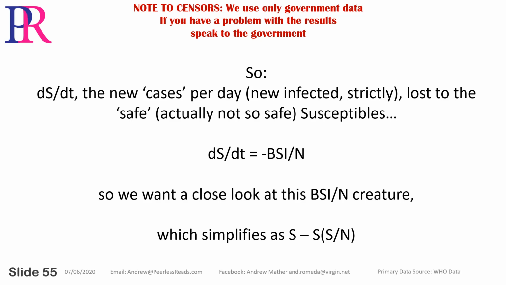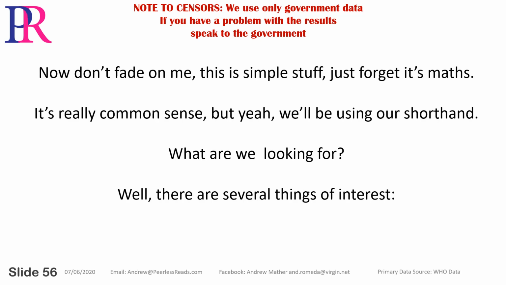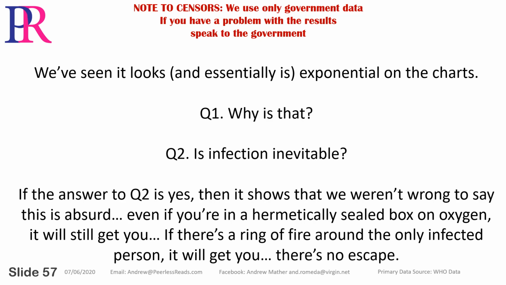So, dS/dt, the new cases per day, new infected strictly, lost to the safe, actually not so safe, susceptibles. dS/dt equals minus bSI over N, so we want a close look at this bSI over N creature, which simplifies as S minus S times S over N. Now don't fade on me, this is simple stuff, just forget it's maths. It's really common sense, but yeah, we'll be using our shorthand. What are we looking for? Well, there are several things of interest. We've seen it looks, and essentially is, exponential on the charts. Why is that?